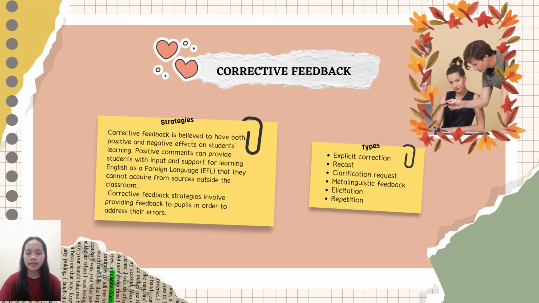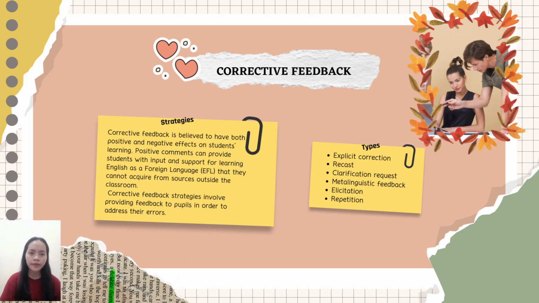The next is strategies and types of corrective feedback. Number one is strategies. Corrective feedback is believed to have both positive and negative effect on student learning. Positive comment can provide students with input and support for learning English as a foreign language that they cannot acquire from sources outside the classroom. Corrective feedback strategies involve providing feedback to pupils in order to address their errors.